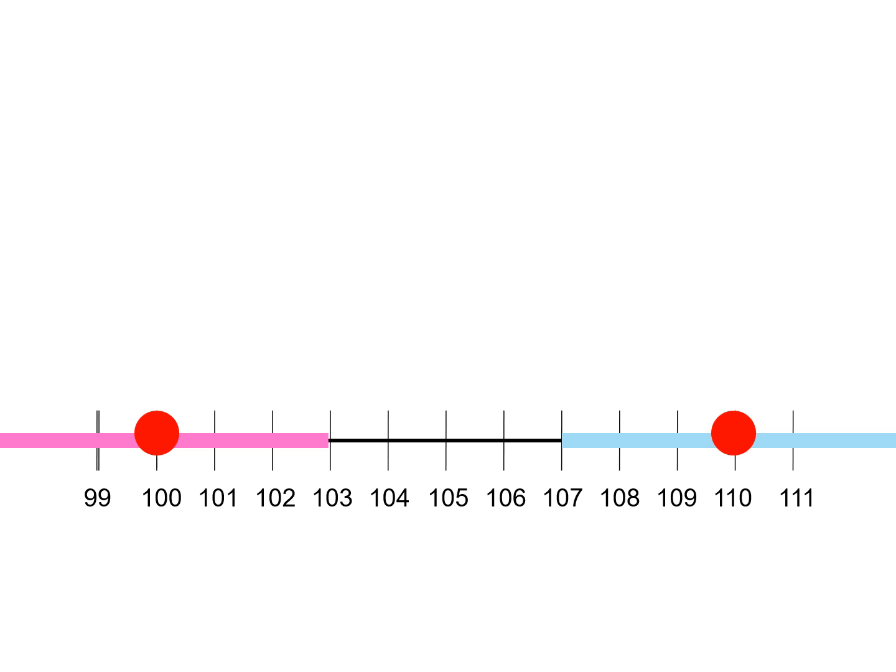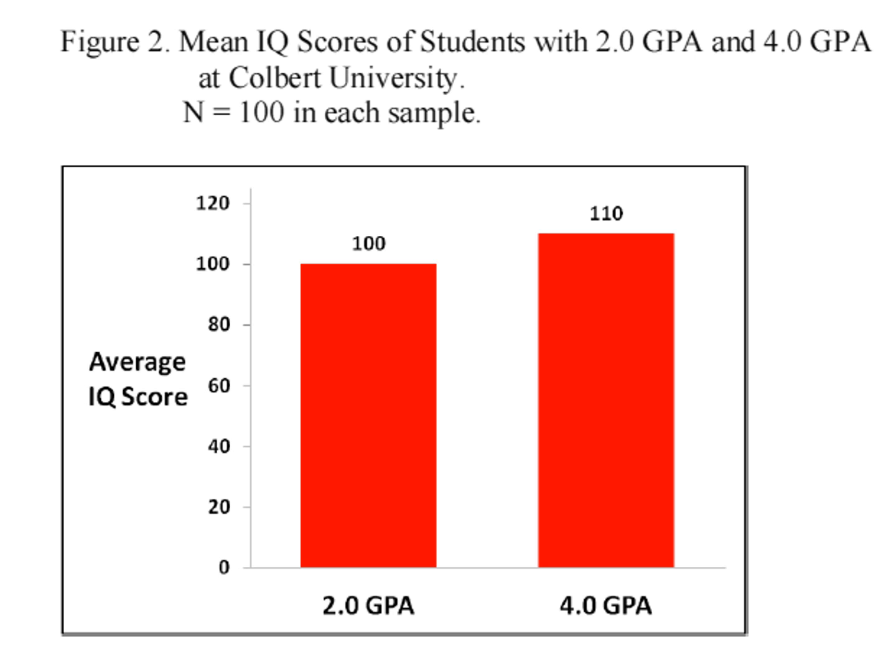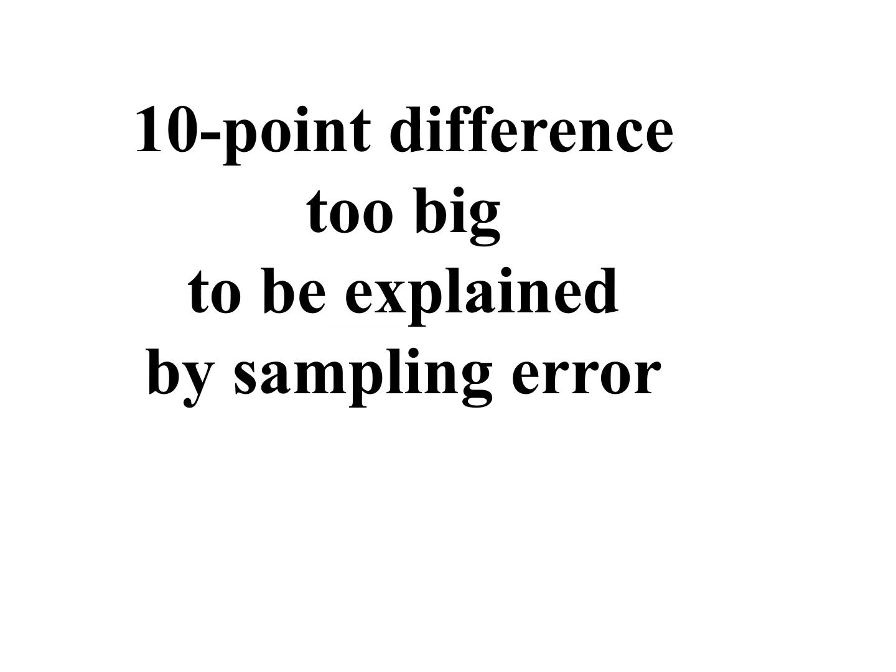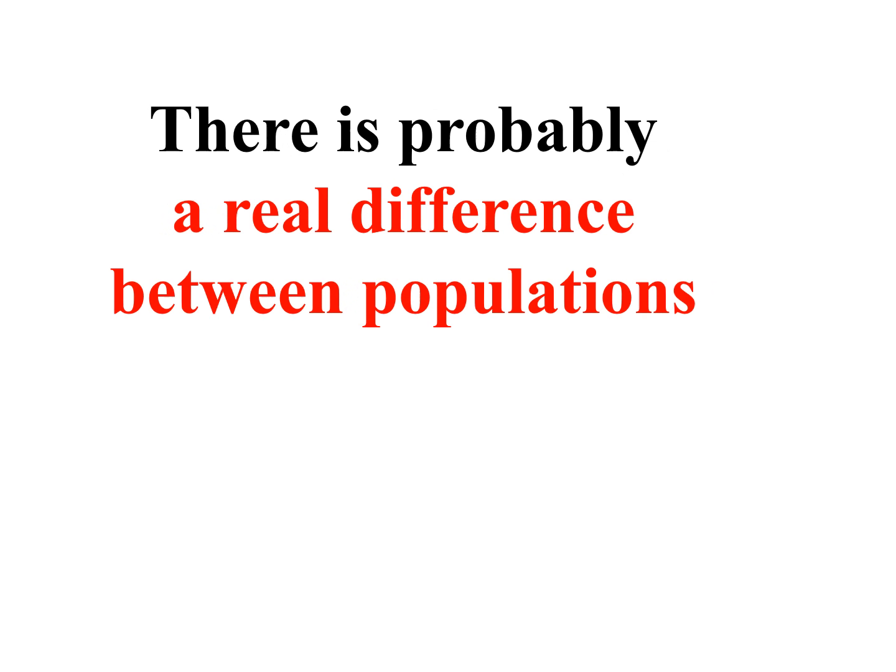Now, is it likely the 2.0 students have the same population mean as the 4.0 students? The confidence interval on the left indicates that mu in the population of 2.0 students is probably 103 or lower. The confidence interval on the right side indicates that mu in the population of 4.0 students is probably 107 or higher. There's no overlap between the two confidence intervals. So in this case, the difference between the two sample means is 10 points. This 10-point difference is just too big to be explained by sampling error. There is probably a real difference between the populations.